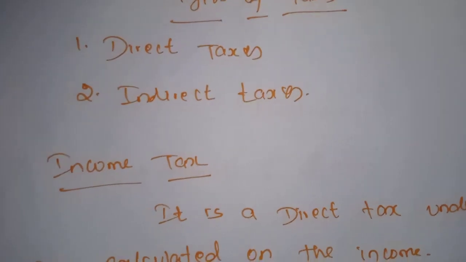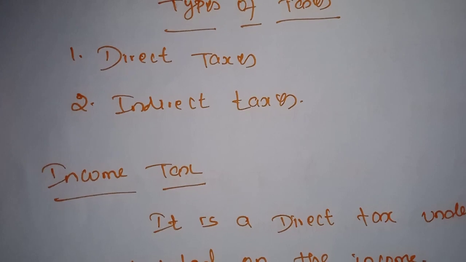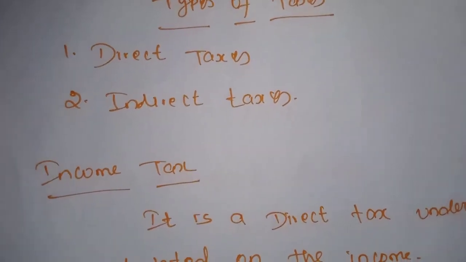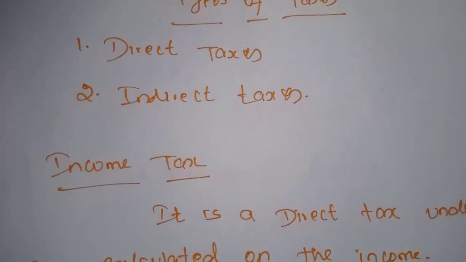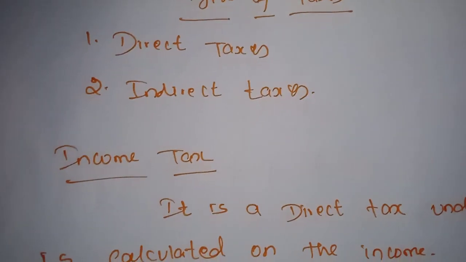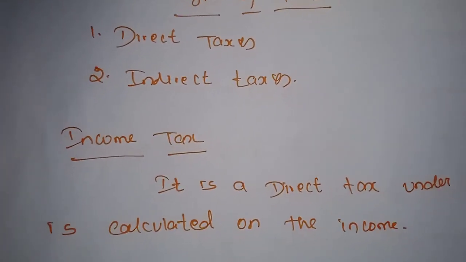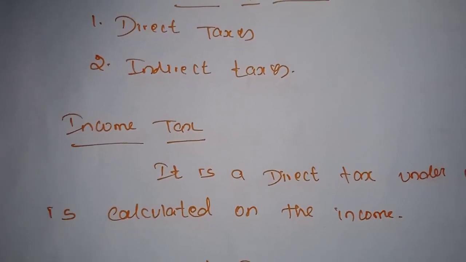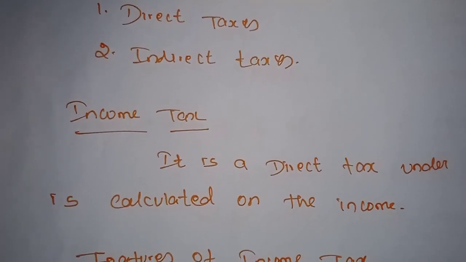Next, indirect taxes. If tax is levied on the goods or services of a person, is collected from the buyers and it is paid by the seller to the government, it is called indirect taxes. For example, the goods and service taxes. So the direct taxes are mostly imposed on the income and the wealth, and the indirect taxes are imposed by the government on the commodities, goods and the services.